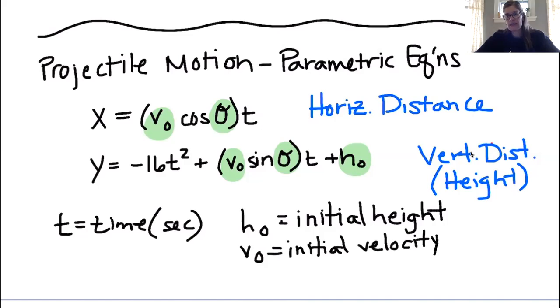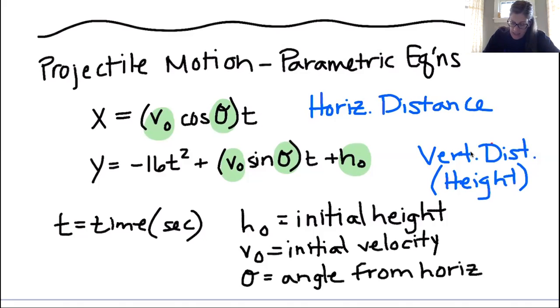So when you released the object, at what speed it was initially traveling. And then theta is going to be the angle at which you release the object. And I'm going to say the angle from the horizontal. You might also phrase it, a lot of times you'll see it as the angle of elevation.